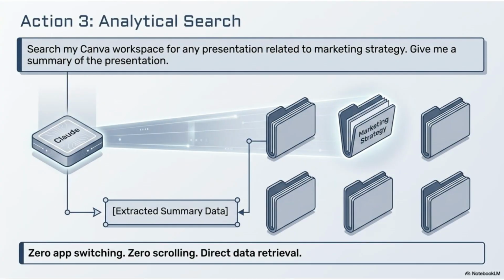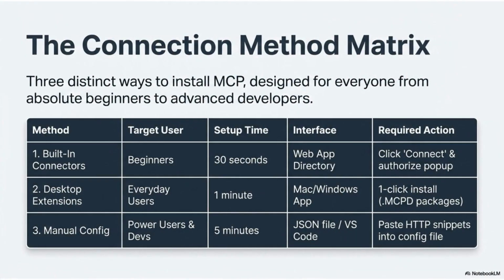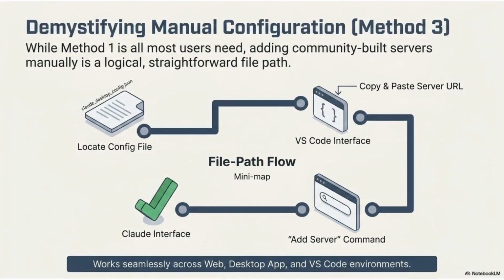Now, you might be thinking this sounds technical, but it's actually designed for everyone. We have 3 ways to get connected. First is the beginner method. Use built-in connectors. It takes 30 seconds, just click connect and authorize the pop-up. Second is the desktop method. For everyday users, it's a 1-minute install using a simple desktop app. And third is the manual method. For power users and developers, you can manually configure things in about 5 minutes by pasting snippets into a config file.